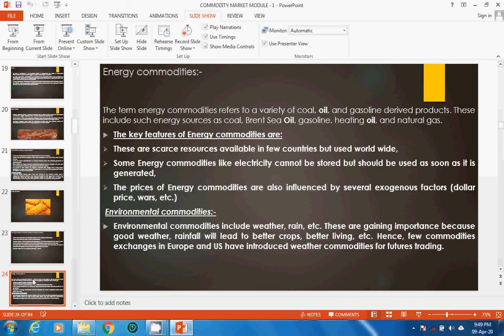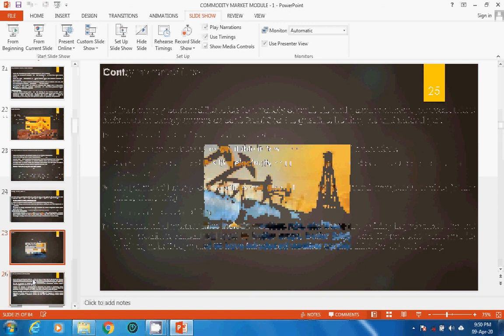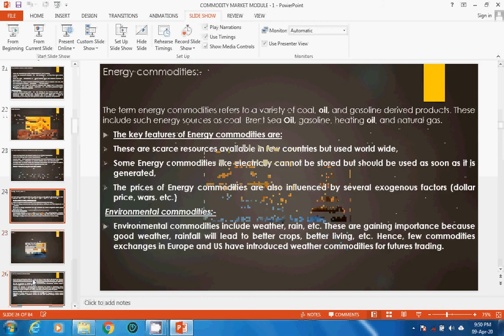Another category of commodities, environmental commodities, include weather, rain, etc. These are gaining importance because good weather and rainfall will lead to better crops, better living, etc. Therefore, these are a few commodities which are exchanged in Europe, and the US has introduced weather commodities for futures trading. So this is the picture which shows the commodities, including oil, gasoline, and coal, etc.